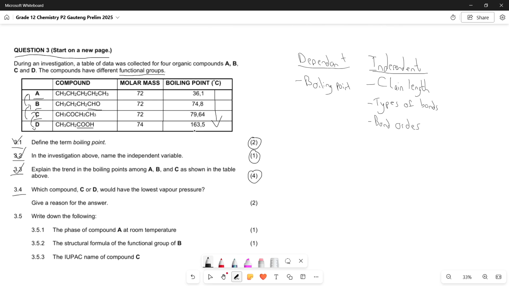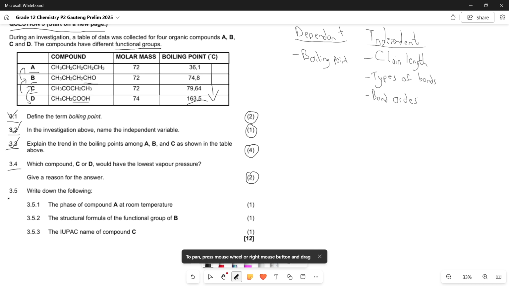So then, with that being said, which compound, C or D, would have the lowest vapor pressure? The lowest vapor pressure would be the one with the highest boiling point. So therefore, D is our answer, and that is because the highest boiling point will have the lowest vapor pressure. And that is all we need to say for this one for 2 marks.